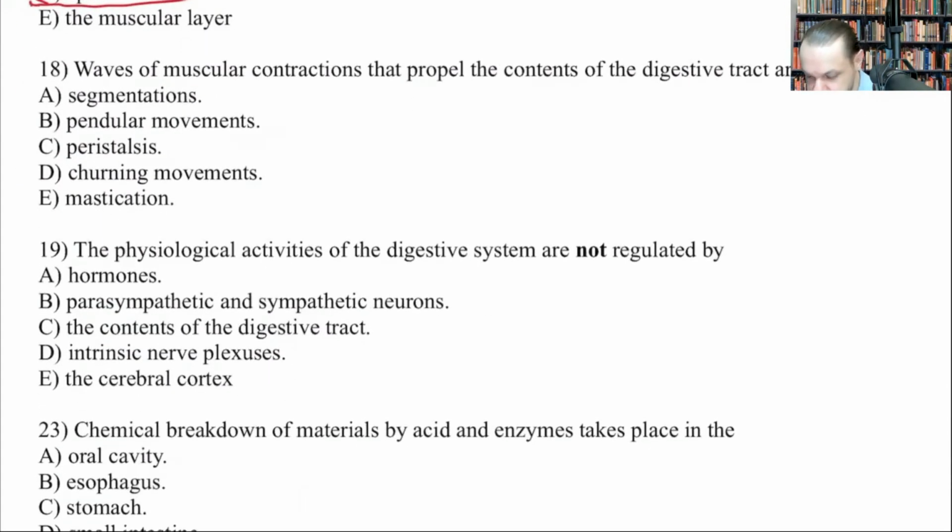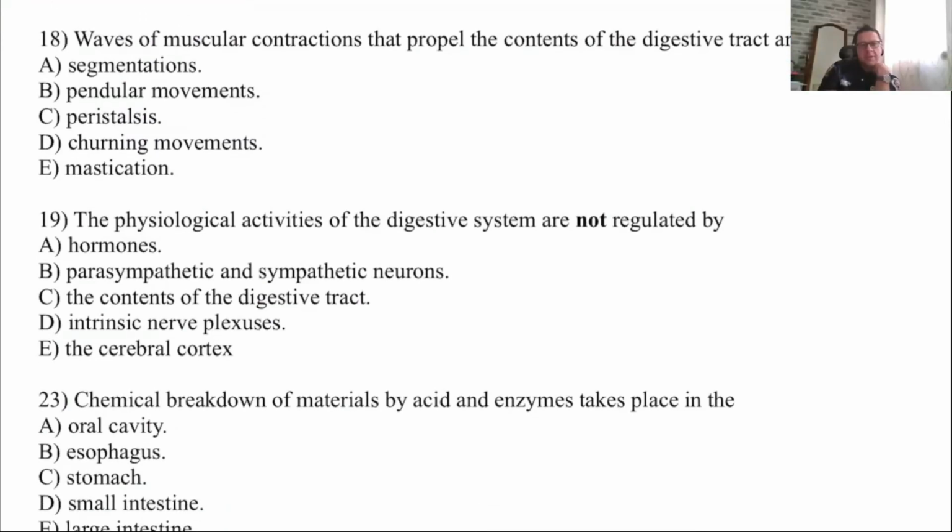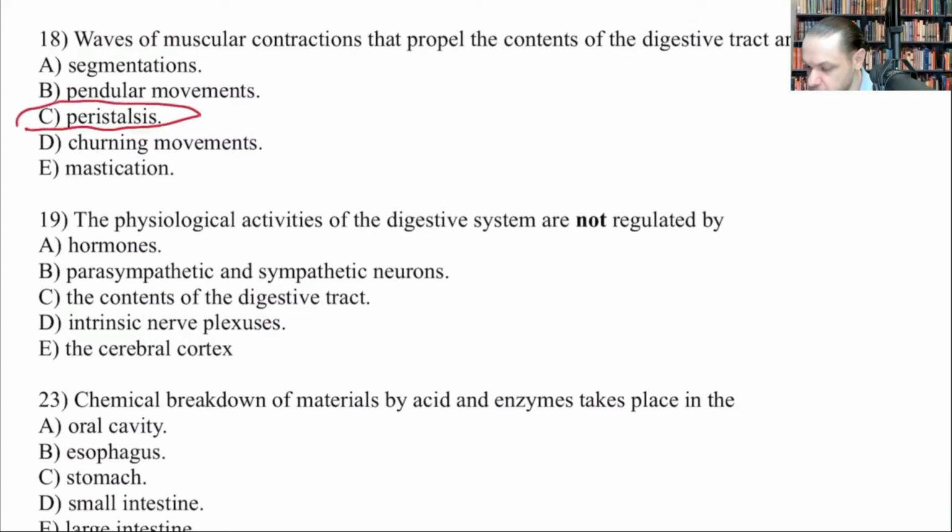After Ian, we got Milan for number 18. Waves of muscular contractions that propel the contents of the digestive tract are called peristalsis. Peristalsis is correct. Yep, that's how we move. By the way, any patients who get a lot of narcotics, either for treatment or for chronic pain management, will have issues. They'll have constipation. Their peristaltic motions are not as good. So it's something to be cognizant of in someone who is on chronic pain management. So keep that in mind.